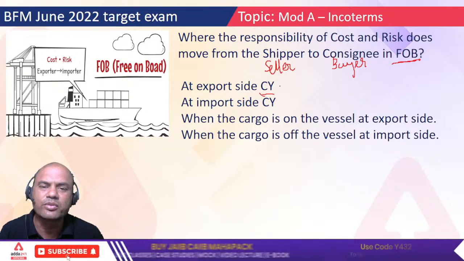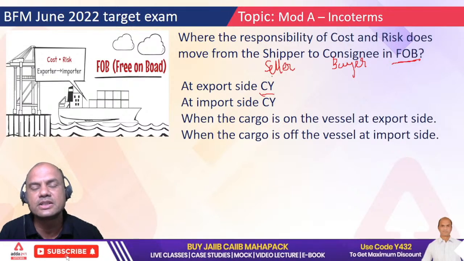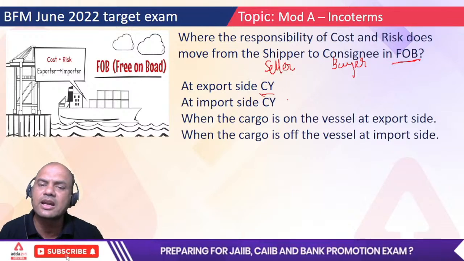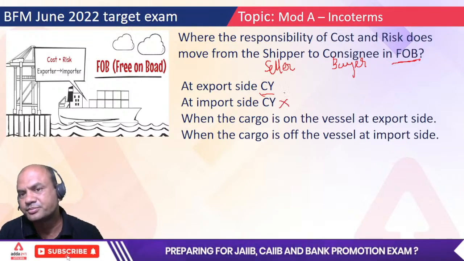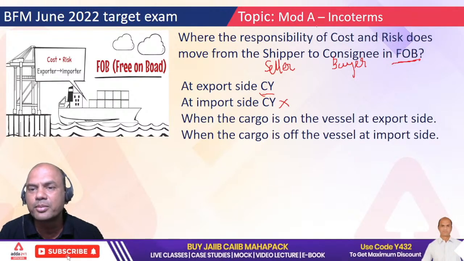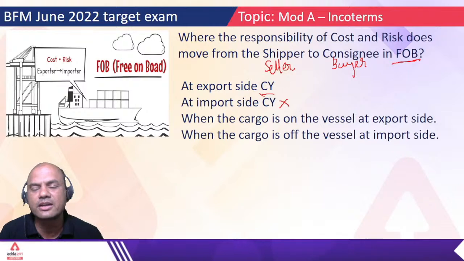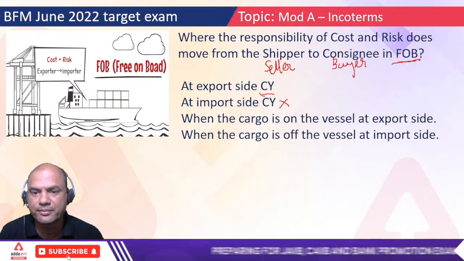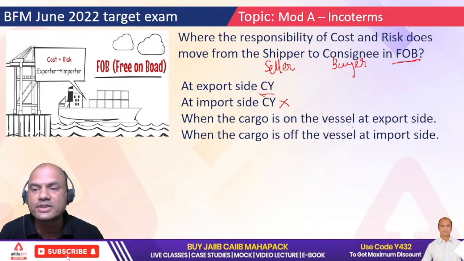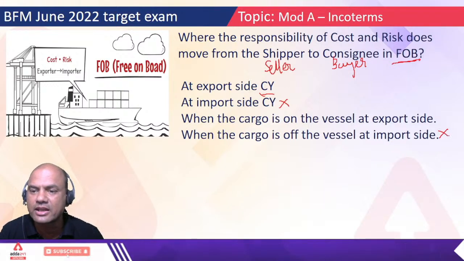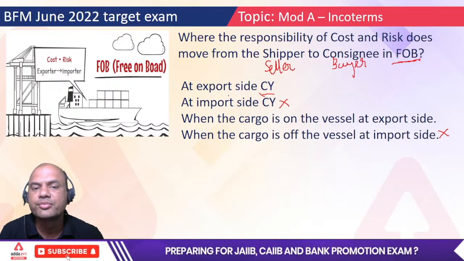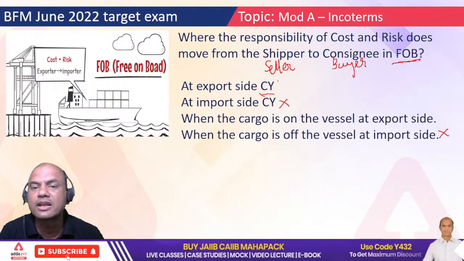Okay, it's not for you in CAIIB, it's generally for CDCS. So CY, container yard, at import side, container import side is totally out. Because FOB is totally on the export side. So CY container yard, import side out. When the cargo is on the vessel at the export side, when the cargo is off the vessel on the import side, again out. So B and C are out. Only now A and B. What at export side? Container yard.